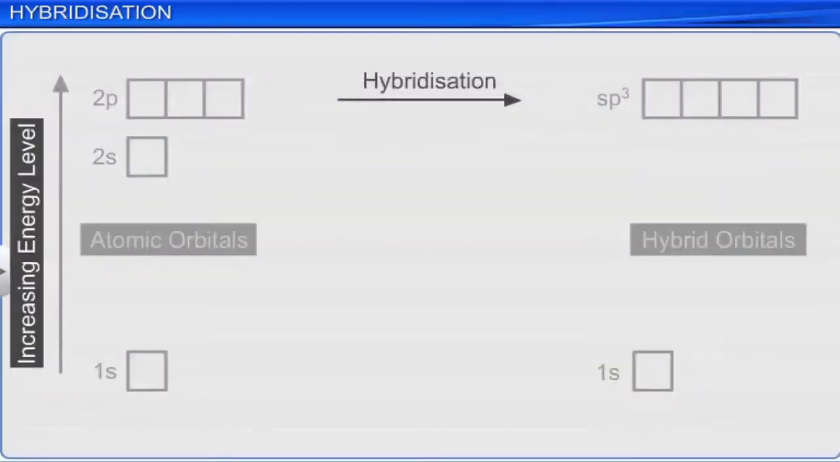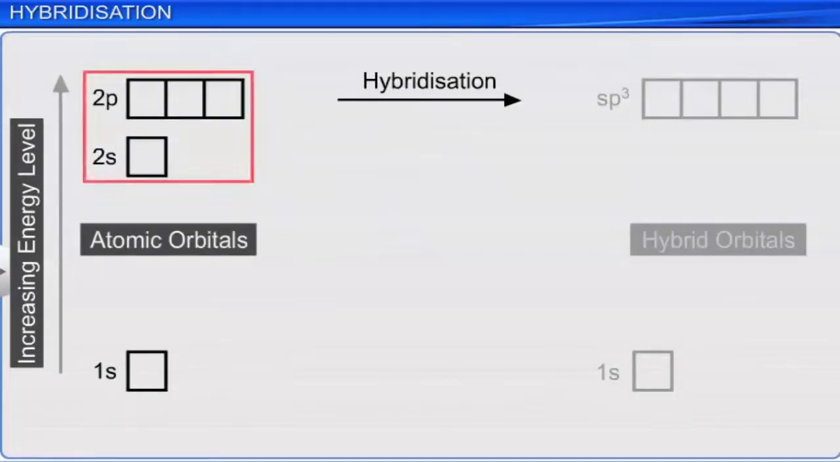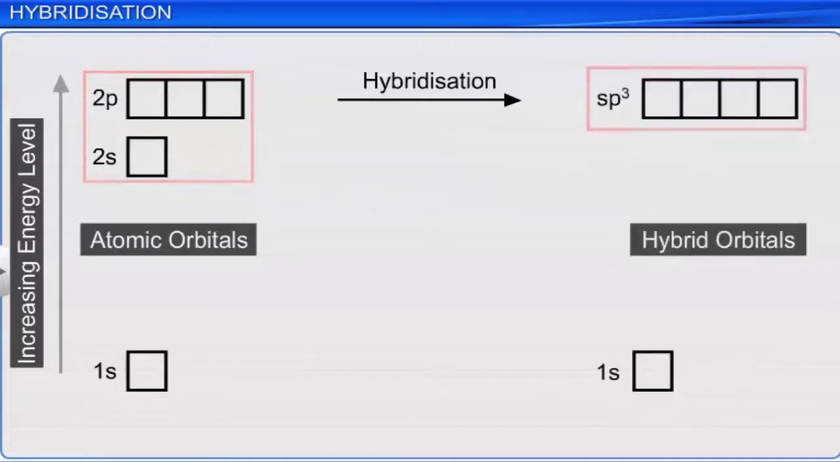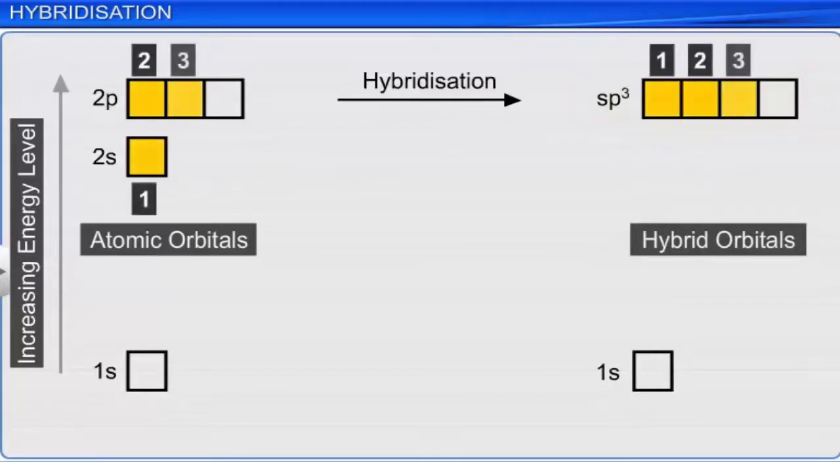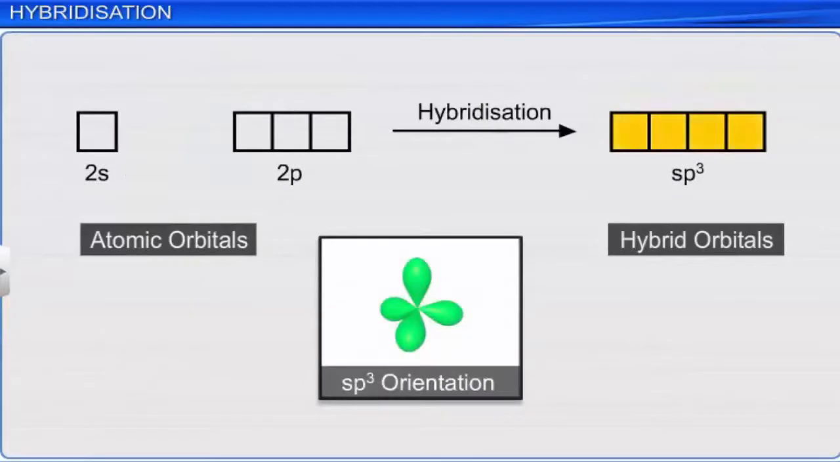During hybridization, atomic orbitals of slightly differing energies redistribute to form a new set of orbitals with equivalent energies. The number of hybridized orbitals formed is equal to the number of atomic orbitals participating in the process. These hybrid orbitals align themselves in space such that there is minimum repulsion between the electron pairs.